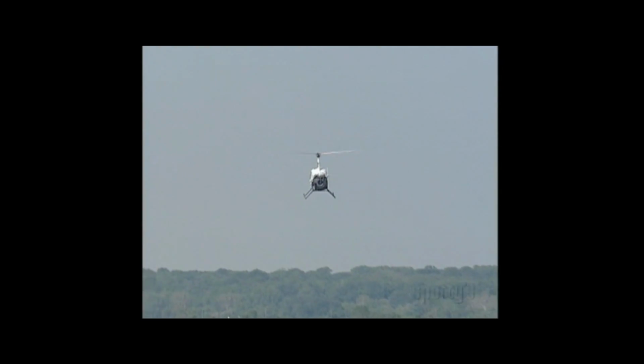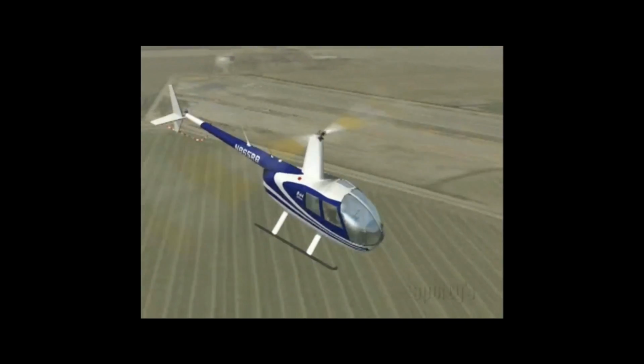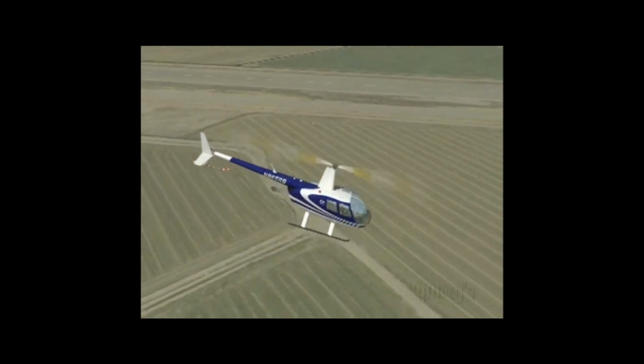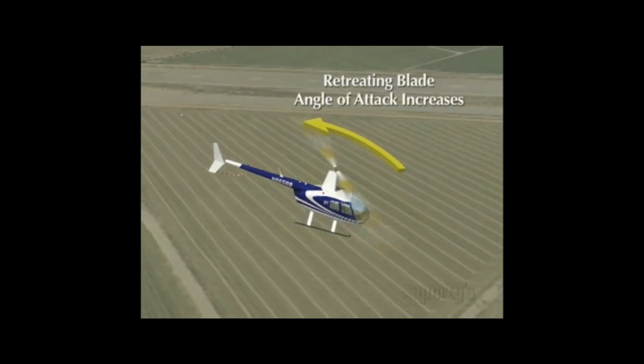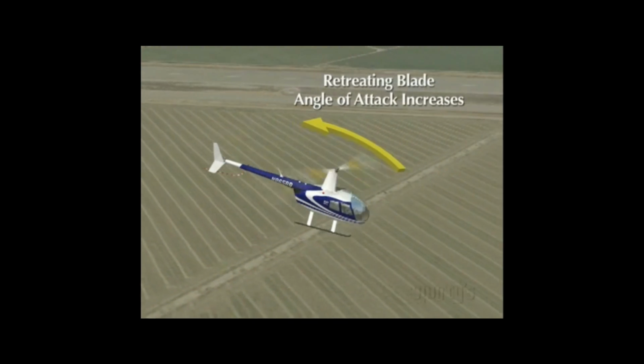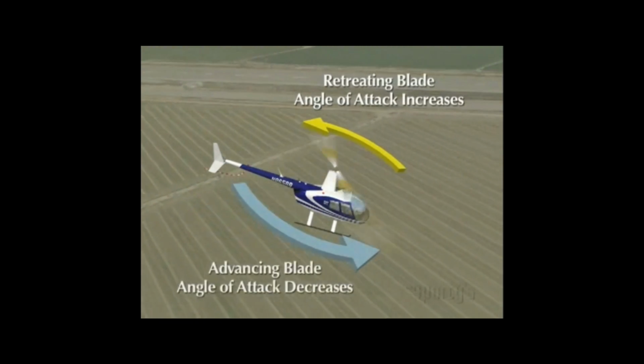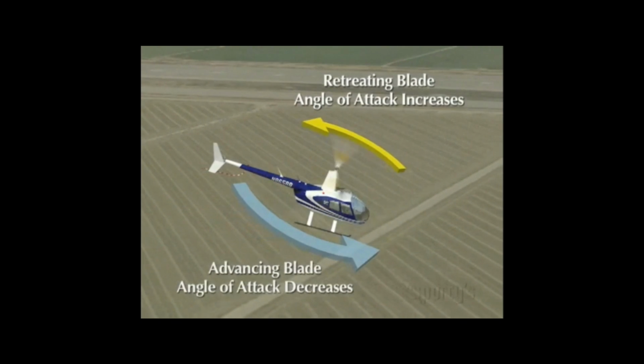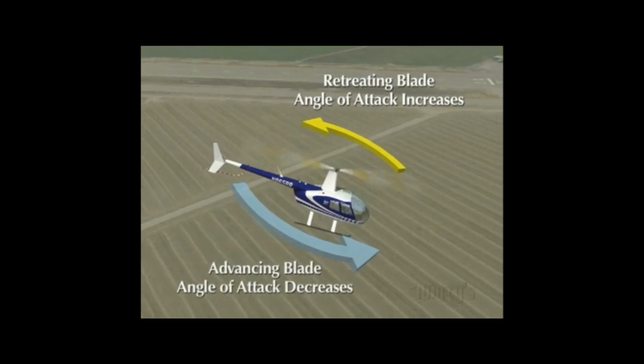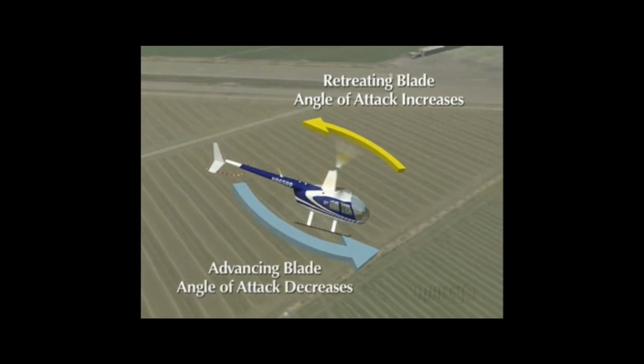and feathering. As the rotor blades turn, the angle of attack of the retreating blade is increased, giving it extra lift. The angle of attack of the advancing blade is decreased, lessening its lift. This helps compensate for dissymmetry of lift.